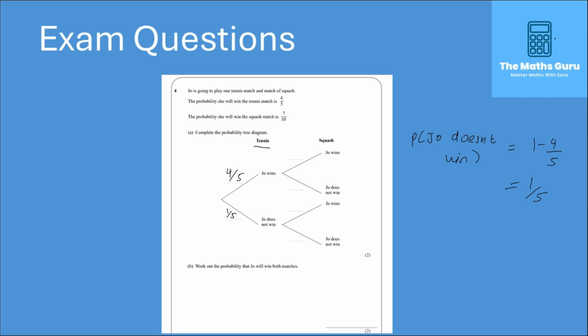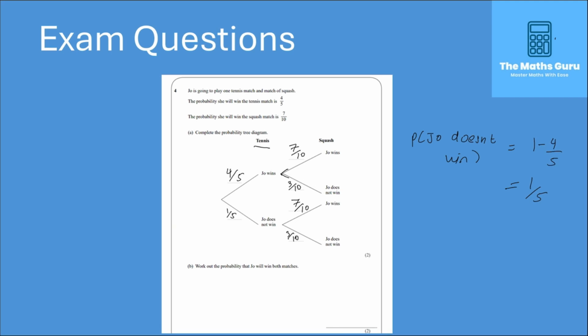The probability that she'll win the squash match is 7/10, so we can fill this in here, 7/10 and 7/10. We also know that the total is going to be 1 once again for each event, so we can fill these two values in to be 3/10.